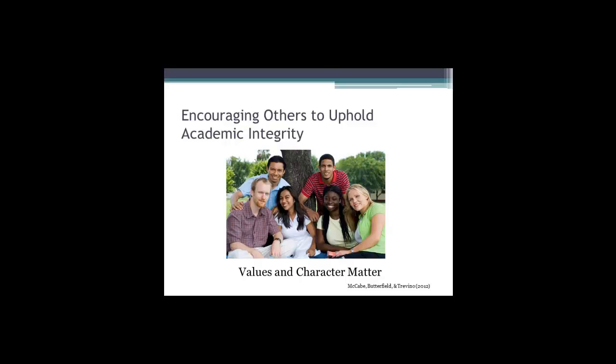As we said before, encouraging others to uphold academic integrity is really important. You want to surround yourself with people who are honest and ethical and doing the right thing. Values and character really do matter. They matter now and they matter in the future.